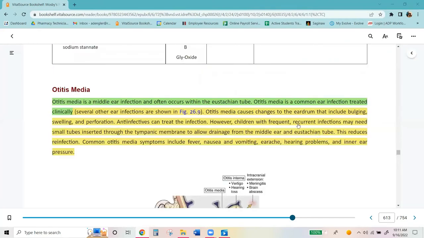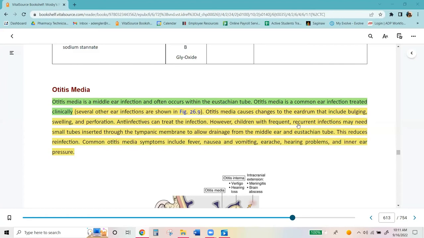Otitis media is a middle ear infection and often occurs within the eustachian tube. Otitis media is a common ear infection treated clinically. It causes changes to the eardrum that include bulging, swelling, and perforation. Anti-infectives can treat the infection.